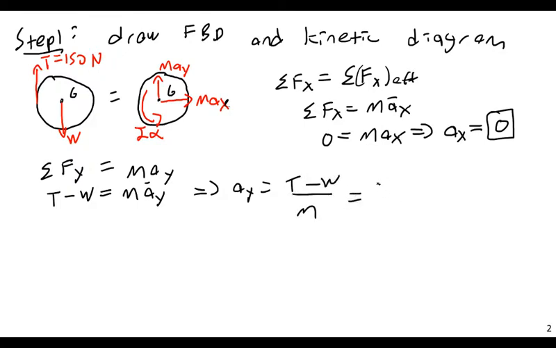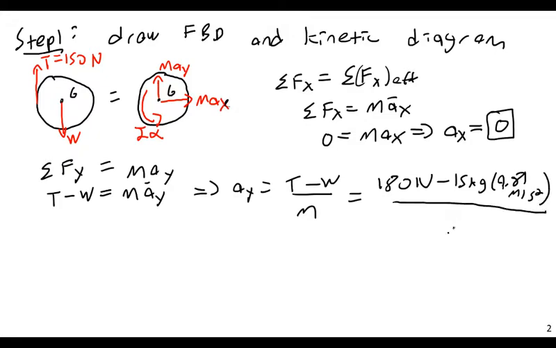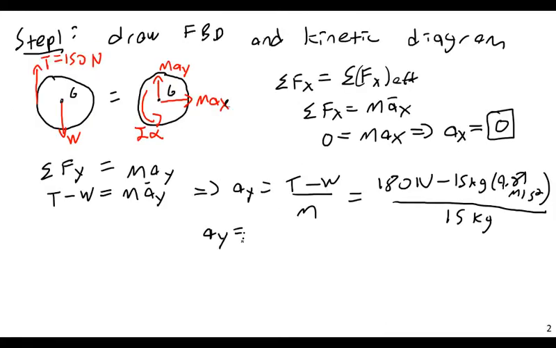And if I solve for AY, I can get that AY is equal to T minus W divided by M, which will be 180 newtons minus 15 kilograms times 9.81 meters per second squared, divided by simply the 15 kilograms of the mass. And AY is equal to 2.19 meters per second squared, which will be upward.